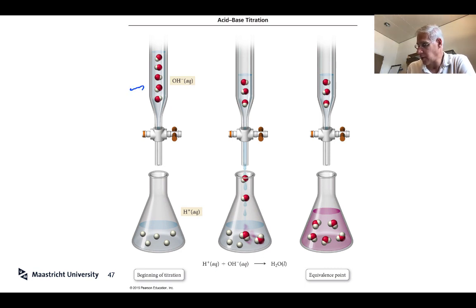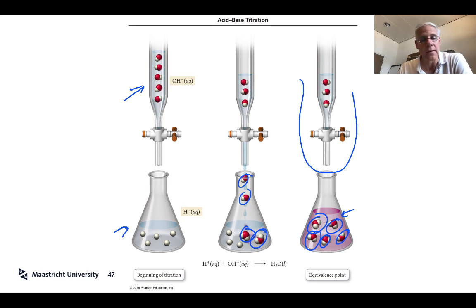So here's just an example. We see here in the top, we've got lots of base. Down here in the bottom, we've got lots of acid. As I add base to the acid there, they combine with the OH minus ions and make water. And once all of the H plus ions are used up in there, then we've reached a pH where a particular indicator is going to want to turn color. In this case, it turned pink. It happens very quickly as you're adding just fractions of a drop out of this piece of glassware called a burette, and it works very well.